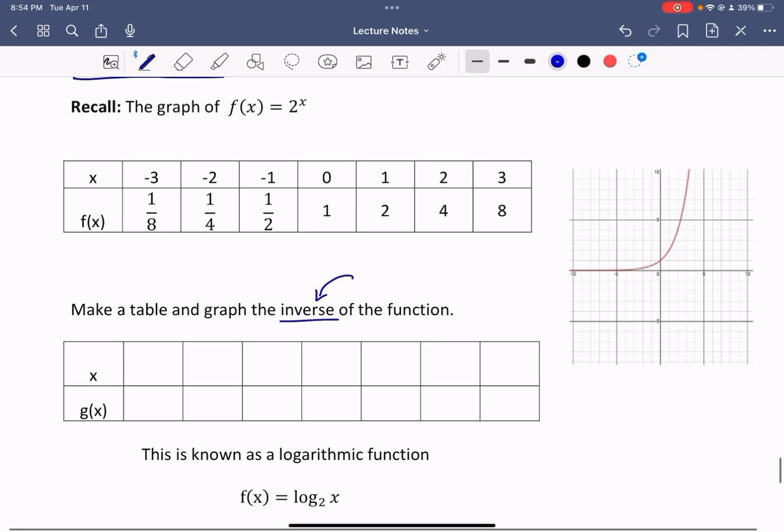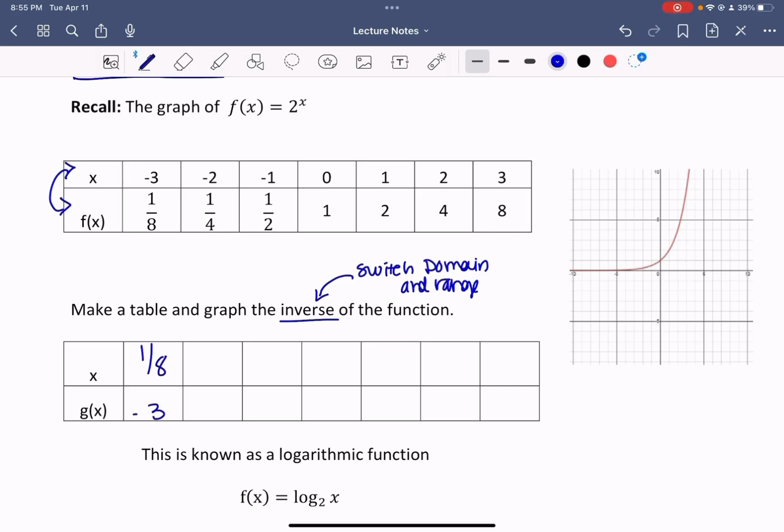And so remember with this, we are going to switch the domain and range. So if I take all these values and just start switching them out, and I'll write them here below in my g of x function, that means my x value of 1/8 comes from negative 3. My x value of 1/4 would output negative 2. And I'm just taking all the numbers from above and switching my domain and my range. Uh-oh, I had a wrong value there. Hope it didn't throw you. So it gives me negative 1, 0, 1, 2, and 3.